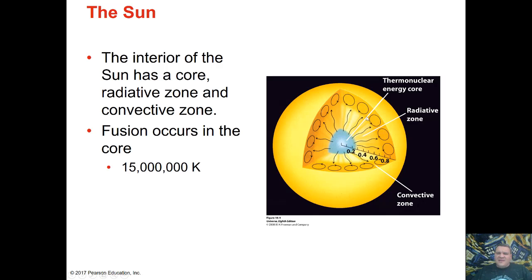Then the last layer is the convective zone. In the convective zone, the energy is being transported through convection. We actually produce these convective cells, and then it finally reaches the surface where it's able to radiate away. Now, the fusion in the core happens at a very high temperature. The current temperature of the core we believe to be somewhere around 15 million Kelvin. In other words, it's really, really hot.